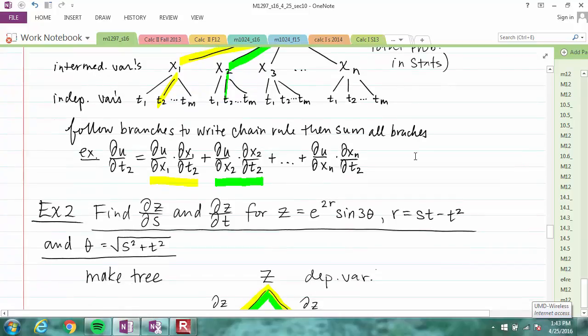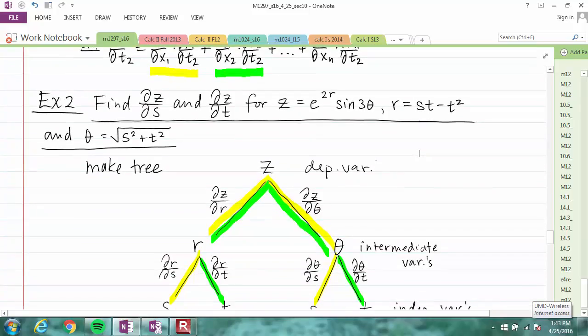So we have time to get a start on that, which is good. Find the partial of z with respect to s and the partial of z with respect to t for z equal to e to the 2r times sine 3 theta. And we're also given r equals st minus t squared, and theta equals the square root of s squared plus t squared.